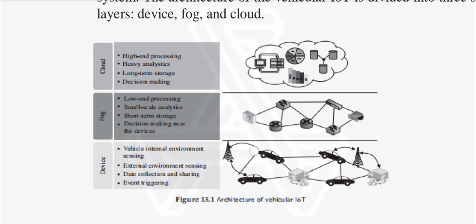Fog: lower end processing, small scale analytics, short term storage, decision making near devices. Cloud: higher end processing, heavy end analytics, long term storage, decision making.